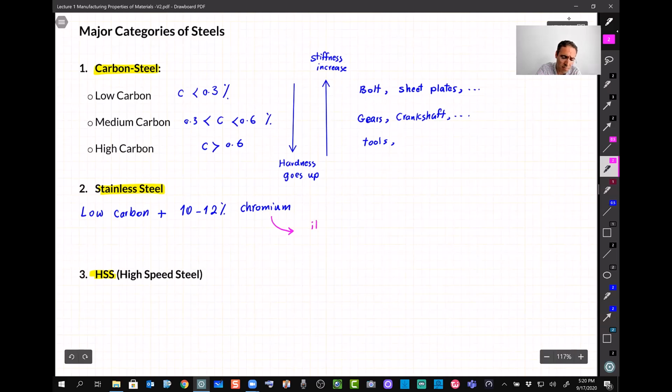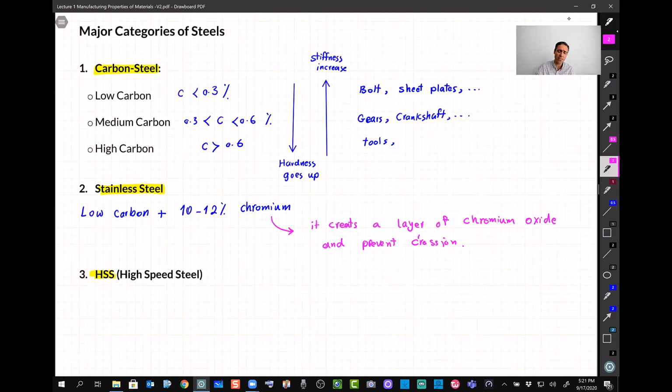It creates a layer of chromium oxide, and prevents corrosion. All right, so adding 10 to 12% chromium makes the steel stainless steel. And this is what we like. Unlike iron, the surface is not going to get rusty or get corrosion, all right? But it needs 10 to 12% chromium.